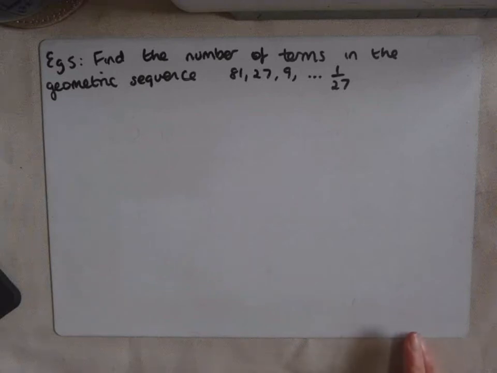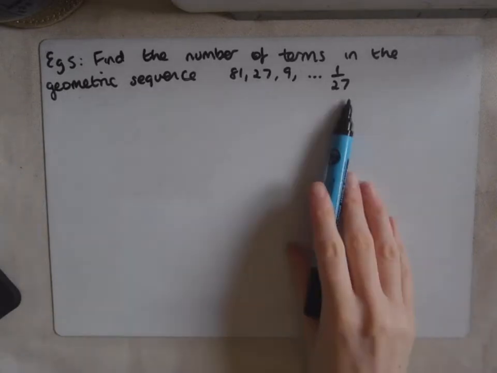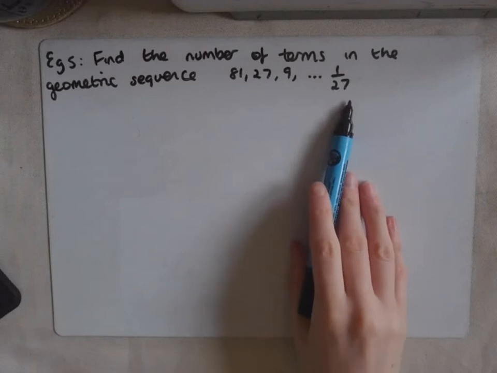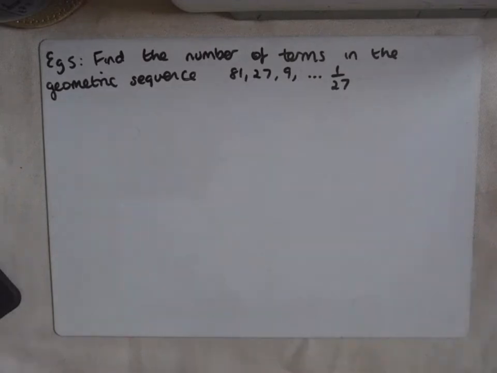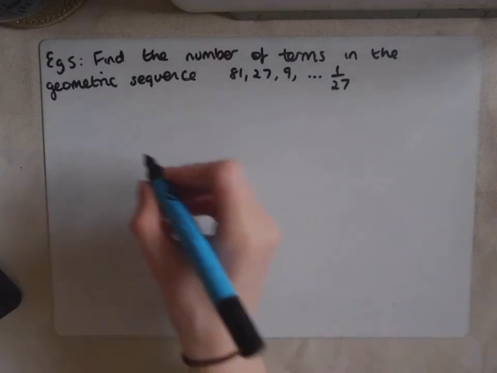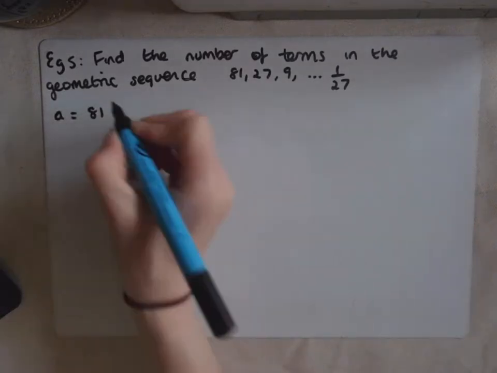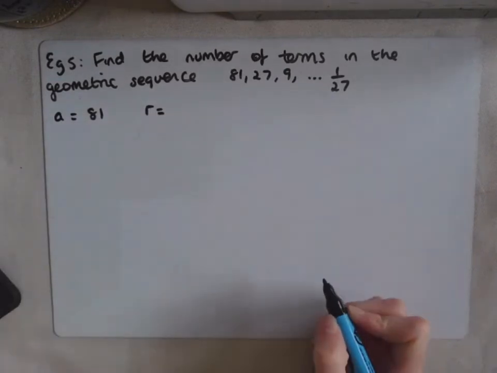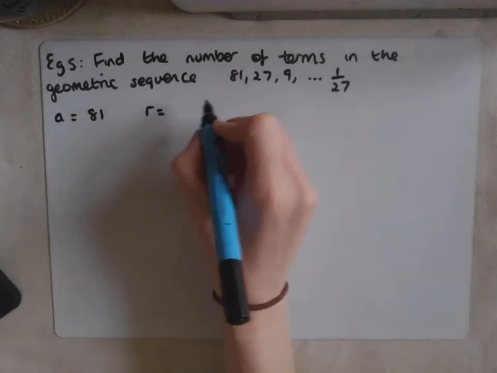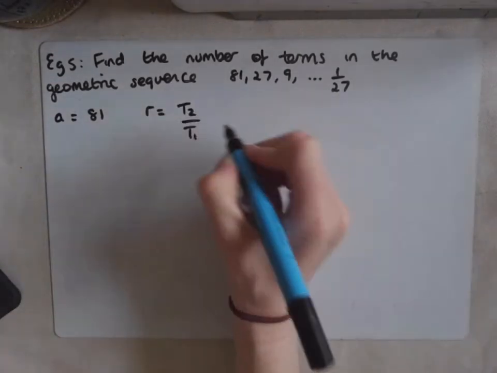Okay, so just continuing on with our geometric sequences, find the number of terms in this sequence. In order to do that, you'd need to find your Tn and put it equal to 1 over 27, because that'll tell us, is it the 10th term, is it the 12th term? So first of all, we know A is 81 and R is our common ratio, and we get that by doing T2 over T1.